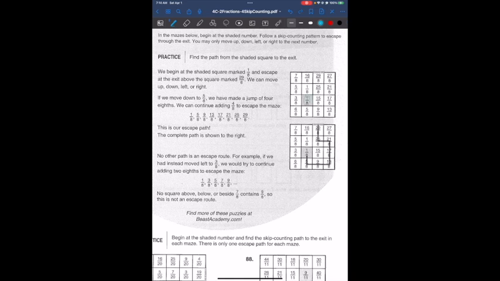And then we try to escape at the exit above the square marked 29 over 8. And so we can move up, down, left, or right. And so if we move down to 5 over 8, we've made a jump of 4 eighths. And we can tell that because the difference between 5 over 8 and 1 over 8 is going to be 4 eighths.